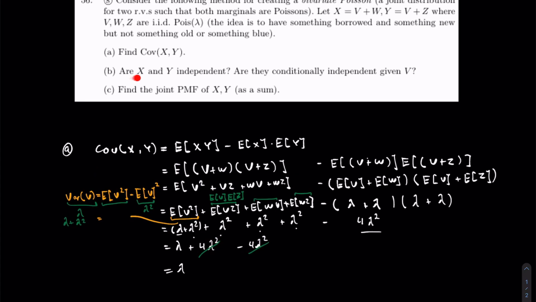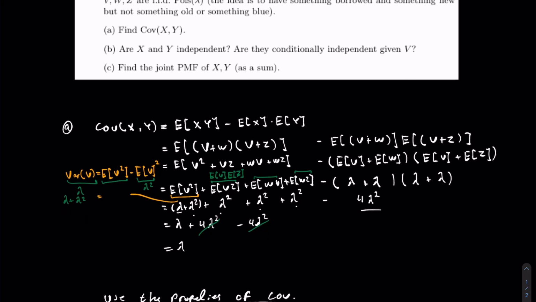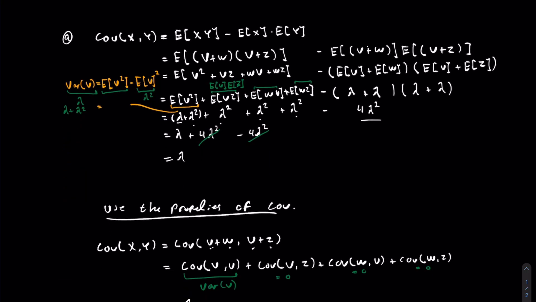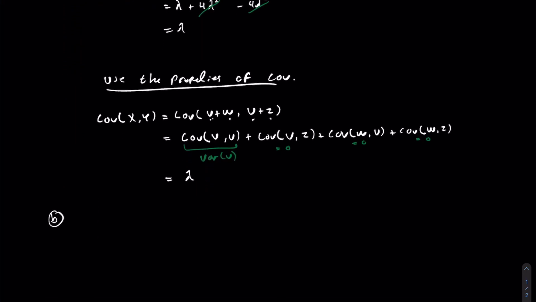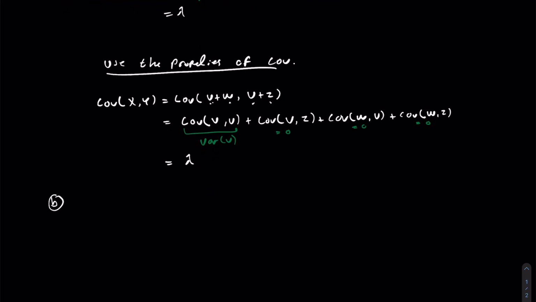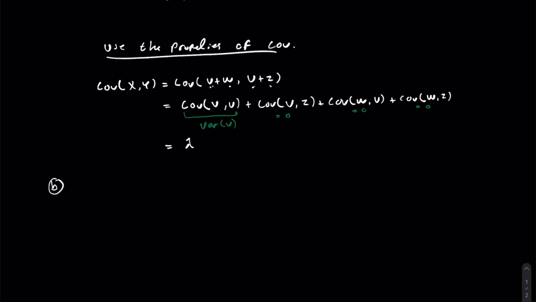The next question: are x and y independent? And are they conditionally independent given v? Yeah, so they are. In fact, if we think about what the definition of independence means, if two variables are independent, then they have covariance 0. We just calculated here that there is actually covariance between x and y. So x and y are not unconditionally independent.